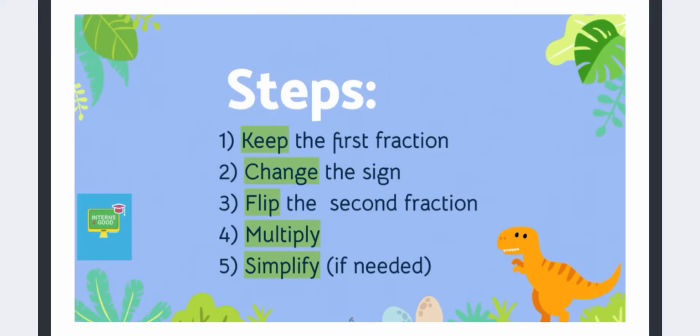Let's begin. Dividing fractions can be solved with these 5 simple steps. First, keep the first fraction. Second, change the sign from a division sign to a multiplication sign. Third, flip the second fraction to where it's now the reciprocal. Fourth, multiply it as a regular fraction multiplication problem. And 5, simplify it if needed.